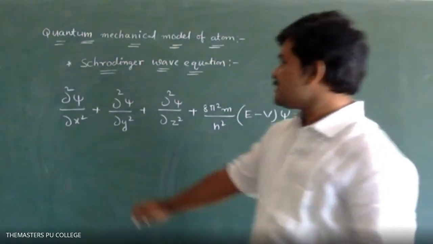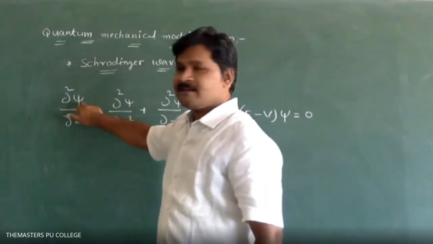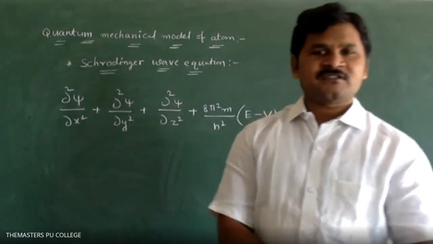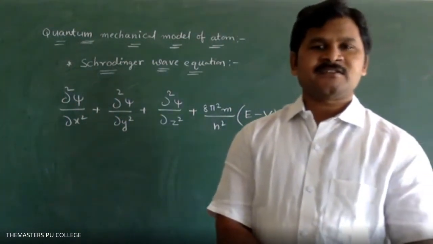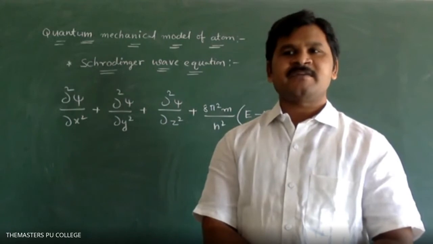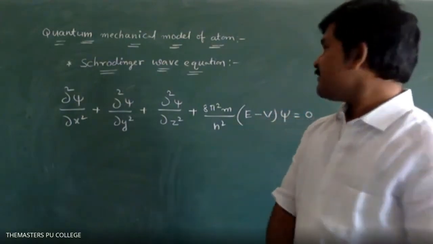What is this symbol? Dou. Mathematical terms. This is psi. Dou square psi by dou x square plus dou square psi by dou y square plus dou square psi by dou z square plus 8 pi square m by h square into E minus V into psi is equal to 0. This is the Schrodinger wave equation.